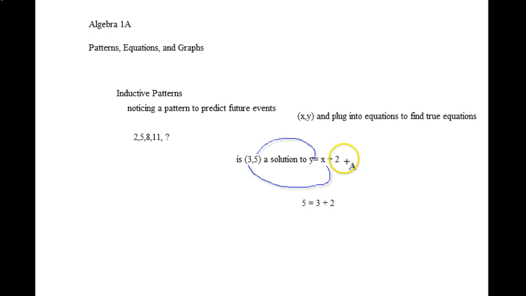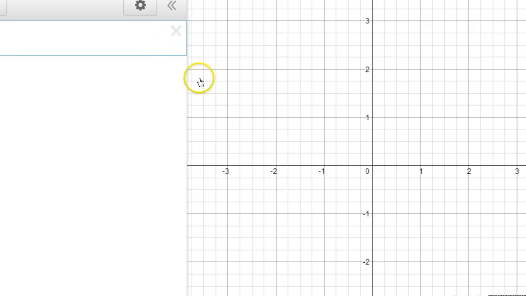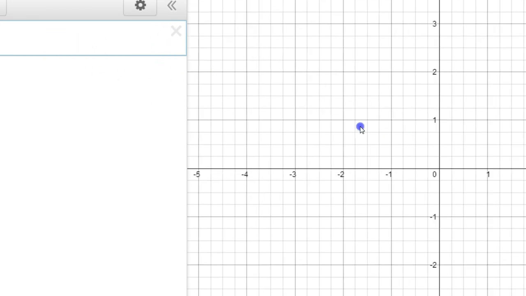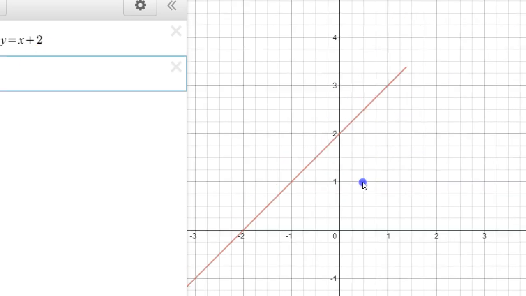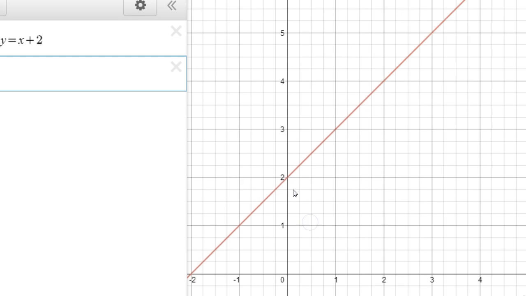So is this a solution? Now what does it also mean? Hold on, let me bring it up. There we go. So y equals x plus 2, and I'm also going to graph the point. I'm going to bring it down a little bit because you've got to see it. I'm going to graph the point (3, 5).